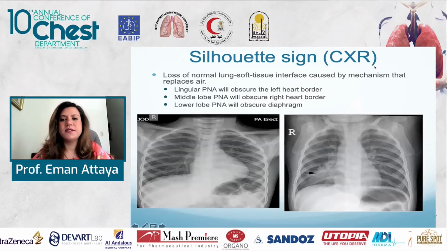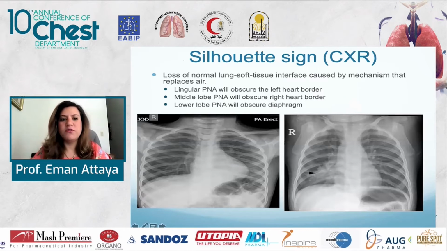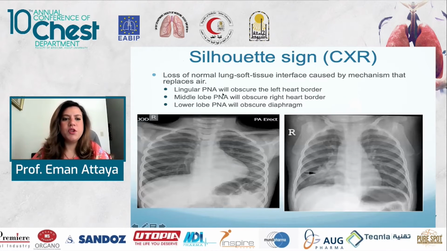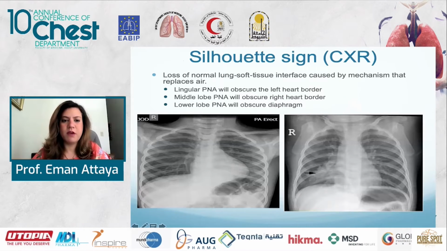The silhouette sign is something that we see on chest x-ray. This is a basic sign that we should all know from medical school, but you get a loss of normal lung soft tissue interface caused by a mechanism that replaces air.